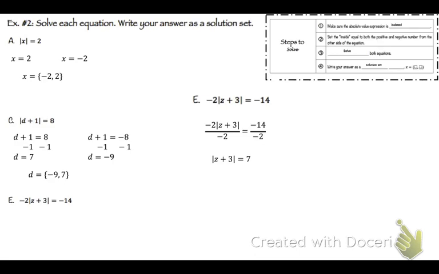And then you set the inside equal to the positive and the inside equal to the negative. So you have z plus 3 equals 7, z plus 3 equals -7. Then we're going to subtract the 3 over because we're solving, and you get z equals positive 4, and you get z equals -10. Okay. Then the last step is to just write it as a solution set. So you get -10 and 4. Z equals -10 and 4. Okay.